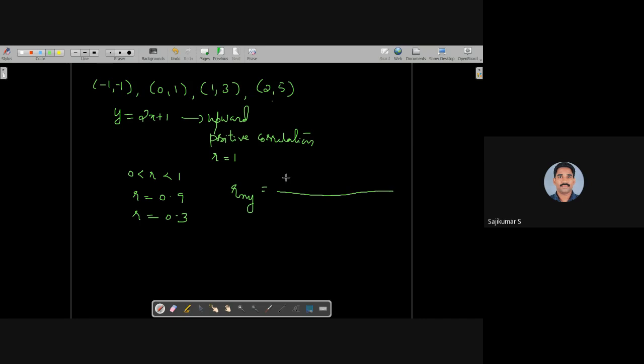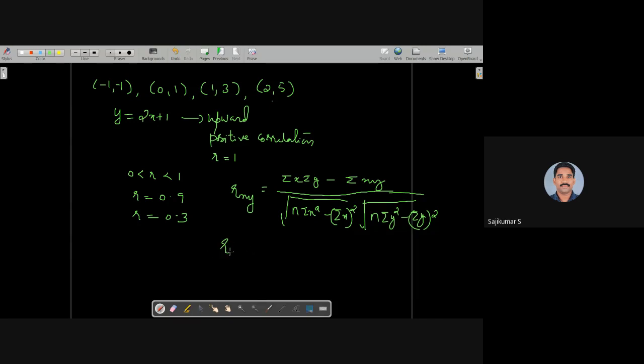So the first formula is R is equal to sigma x into sigma y minus sigma xy, the whole divided by square root of n sigma x square minus sigma x the whole square, into square root of n sigma y square minus sigma y the whole square. So this formula is derived from the correlation coefficient definition. We are not studying the derivations.